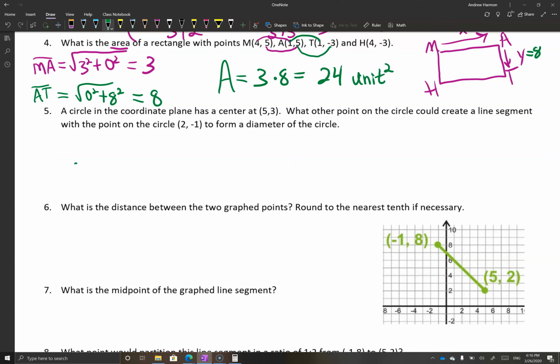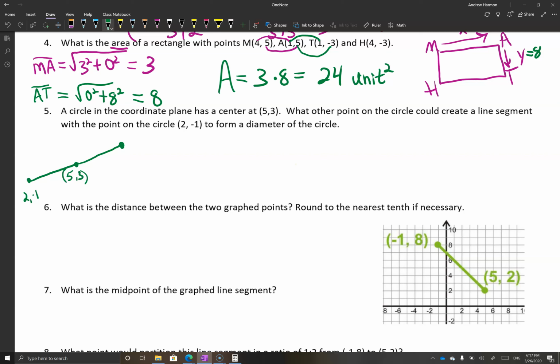So we have some random point on the coordinate plane, and that's our center at (5, 3). Then we have another point on the circle at (2, -1), something like over here in relation to that (5, 3). This is a radius, since that's a point on the circle. So basically, we just want this other point up here. What would that point be?